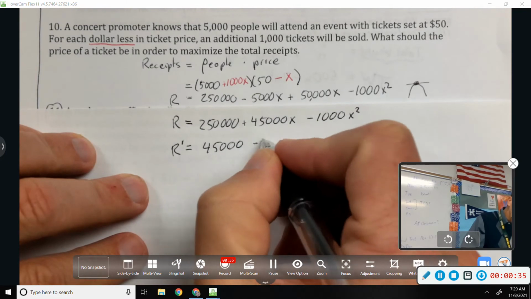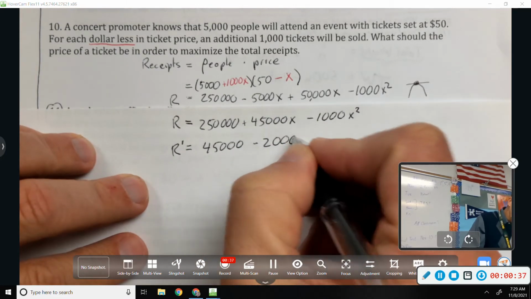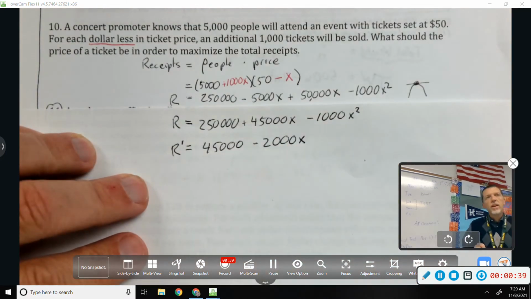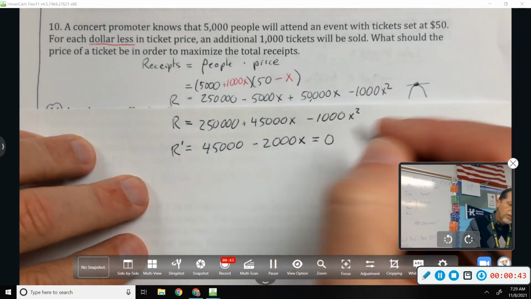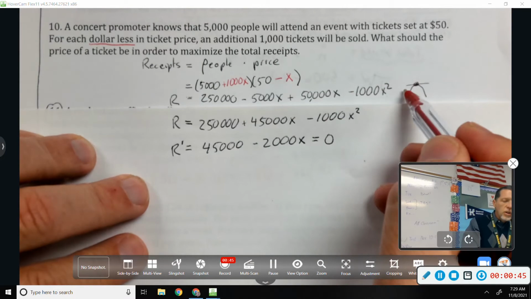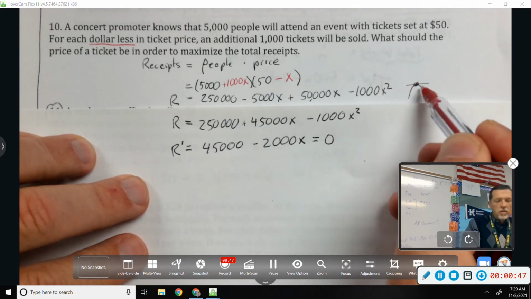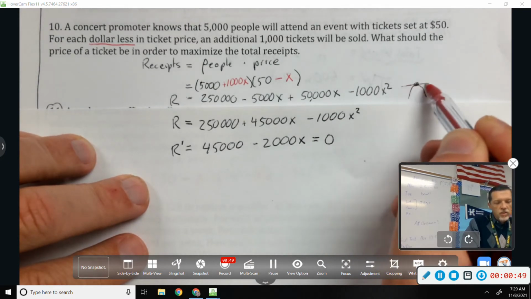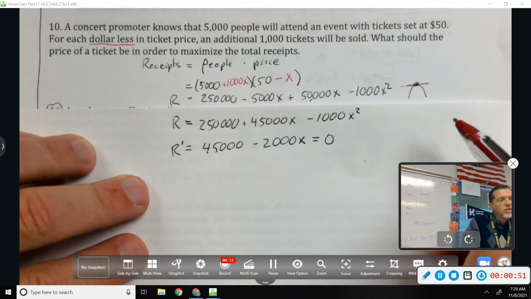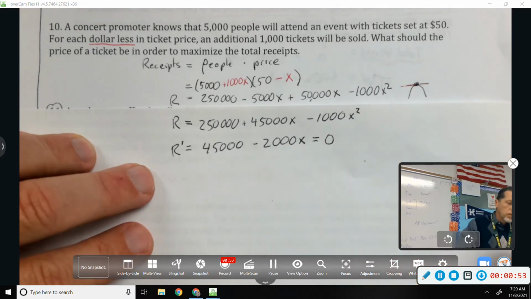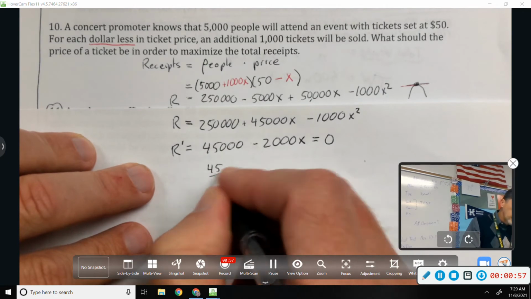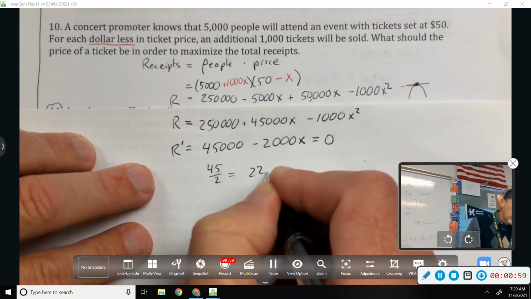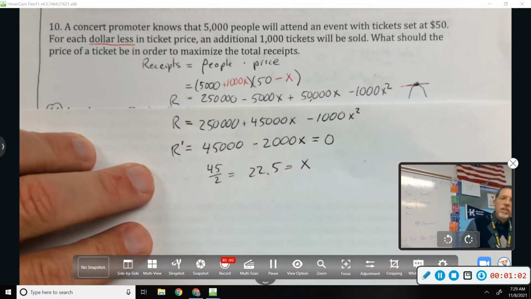45,000 minus 2,000x. Remember, we're taking a derivative and setting it equal to 0, because where there's a maximum, the tangent line slope is equal to 0. So take a derivative, set it equal to 0. 45 divided by 2 is 22.5. So that's x.